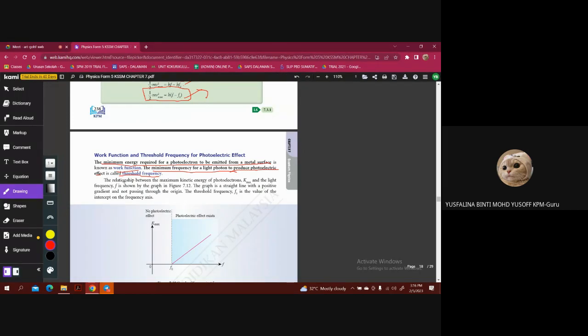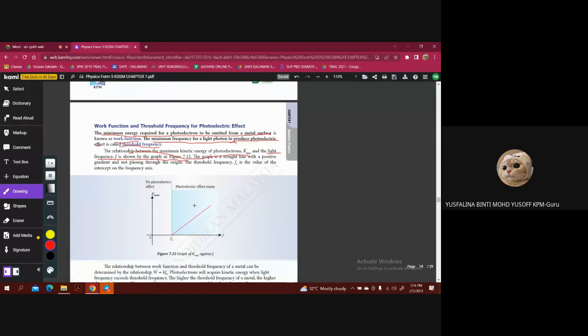The relationship between the maximum kinetic energy of the photoelectron Kmax and the light frequency f is shown in diagram 7.12. The graph is a straight line with a positive gradient not passing through the origin. The threshold frequency f0 is the value of the intercept on the frequency axis.